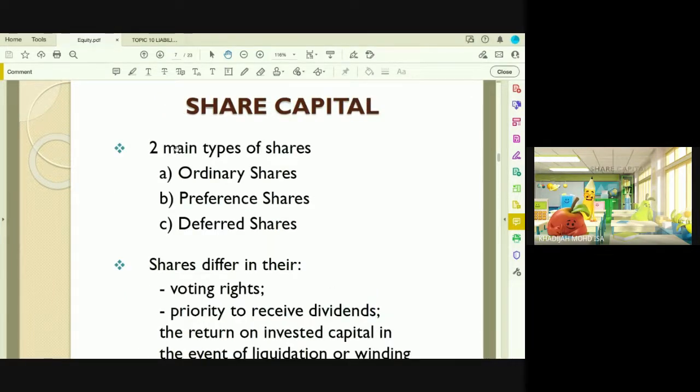Here you say two types, but actually here we have three types of shares. We have the ordinary shares, so this one under share capital. Ordinary shares, you have the preference shares, and you have the deferred shares, right?